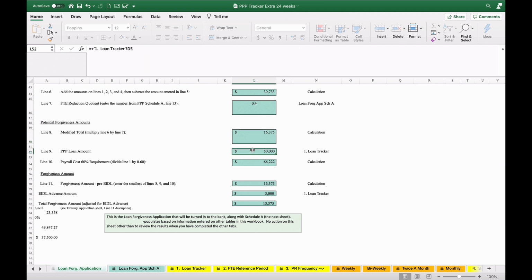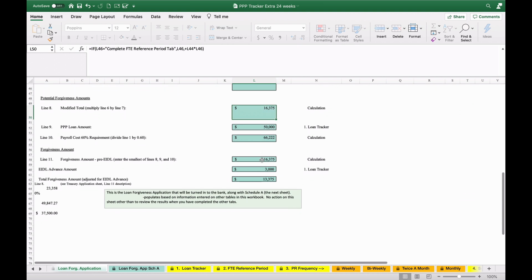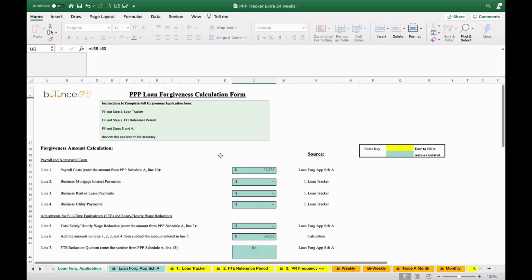And your PPP loan was $50,000. This is just saying how much your total forgiveness could have been after you meet the 60% payroll requirement. But basically it's going to take the smallest of these. So in this case, it's going to be this one. In a lot of cases, it's going to be this one if you didn't get full forgiveness, okay? And it's going to kind of summarize down here. Okay, you're $16,000. Then you're going to have your EIDL advance subtracted, and you're going to have $13,000 forgiven. All right, so this is going to calculate out your forgiveness.